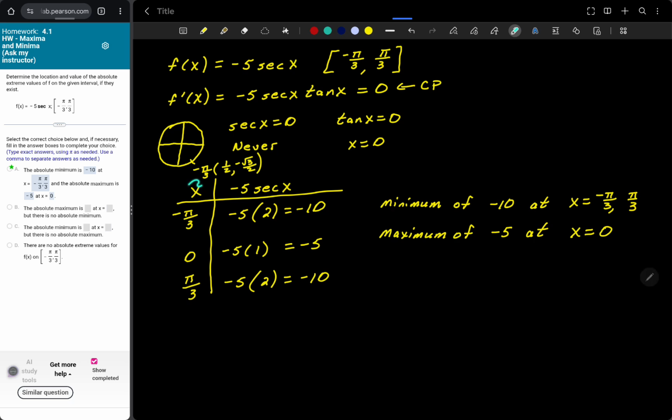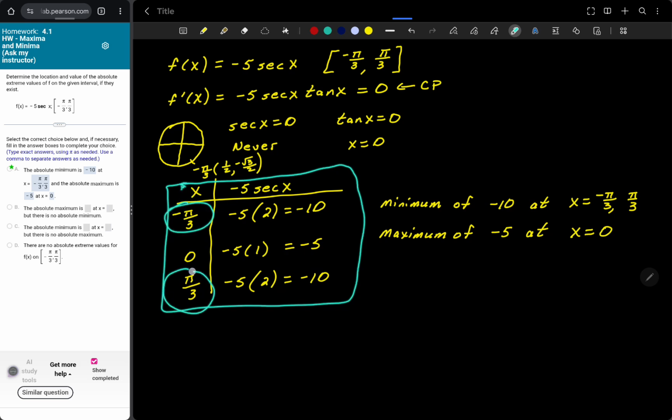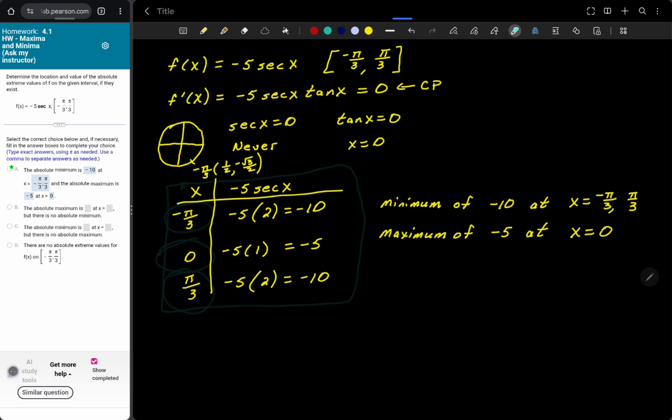That leads me to set up my extreme value theorem right here. I know that the only extreme values of this function on this interval are at the endpoints or at the critical point within those endpoints. So now I just evaluate all three of those x values into the function.